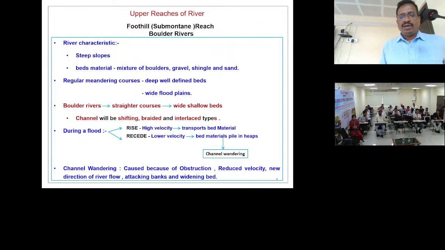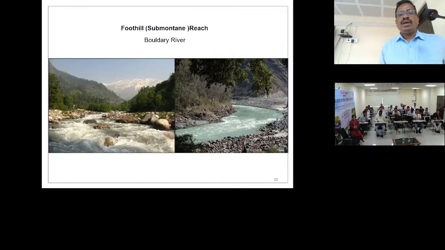Channel wandering is caused because of obstruction, reduced velocity, new direction of river flow, attacking banks and widening beds. These are the two rivers in the upper reaches. You can see the diagrams of these boulder rivers and rocky strata rivers in these pictures.